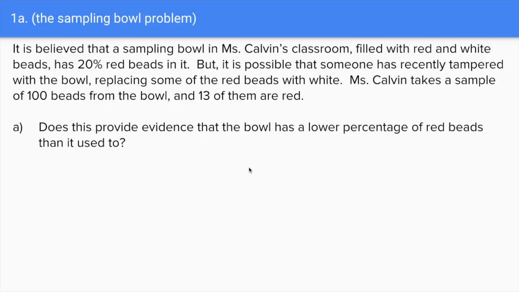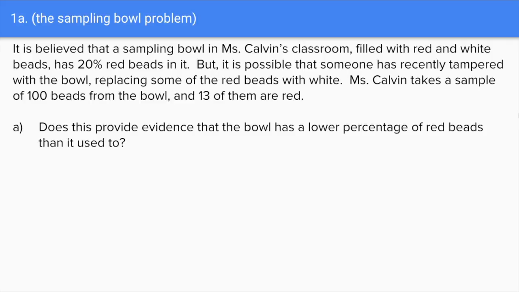So now we're ready to do our sampling bowl problem. Again, it's believed that a sampling bowl in Calvin's classroom has 20% red beads in it, but it is possible that someone has recently tampered with the bowl, replacing some of the red beads with white. Calvin takes a sample of 100 beads from the bowl and 13 of them are red. Does this provide evidence that the bowl has a lower percentage of red beads than it used to?